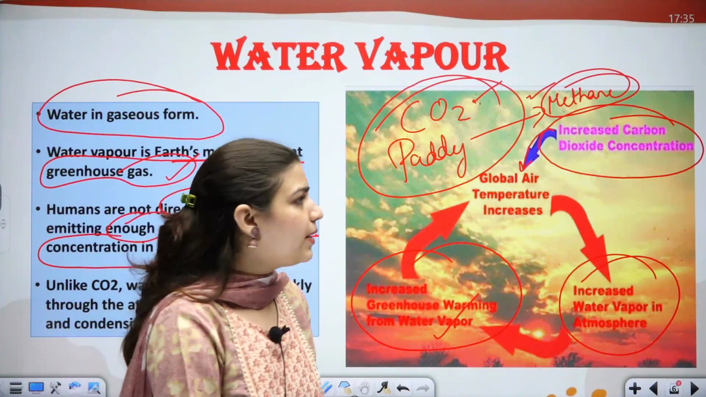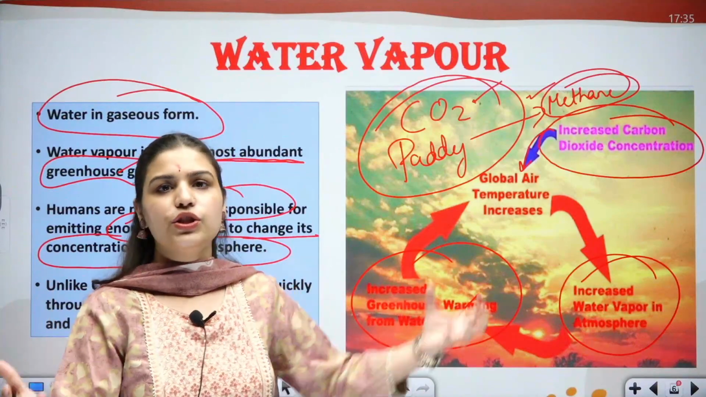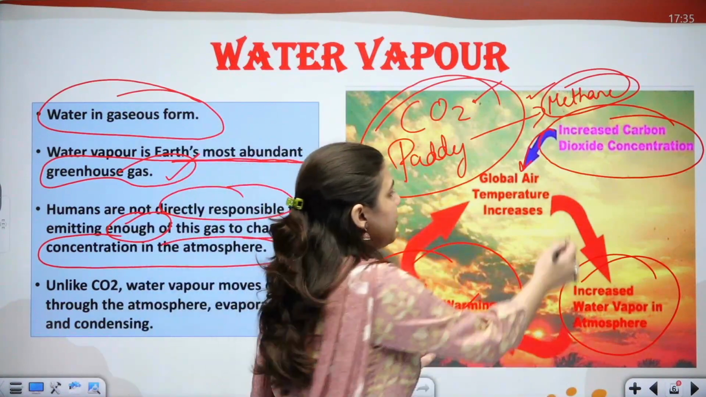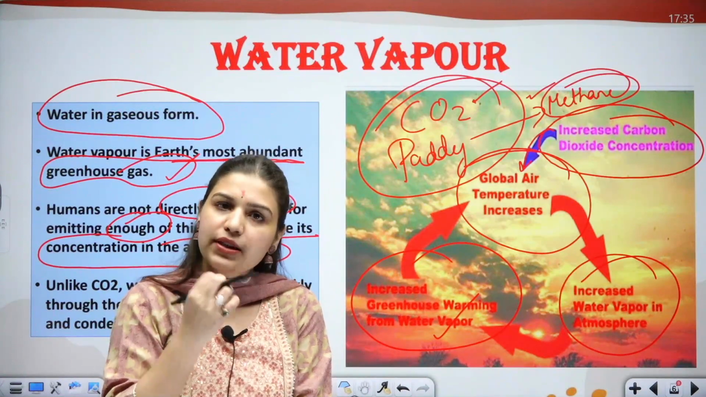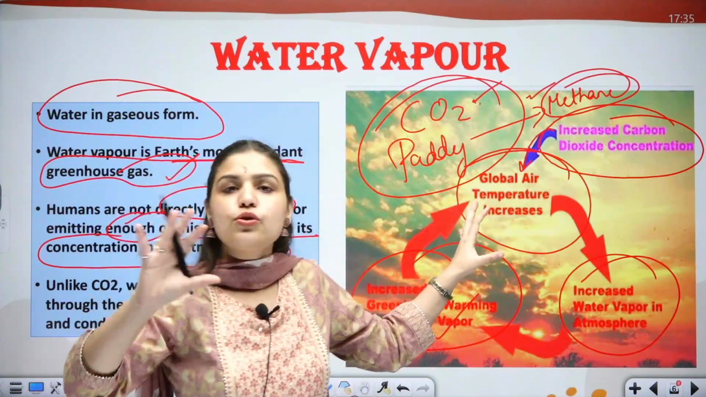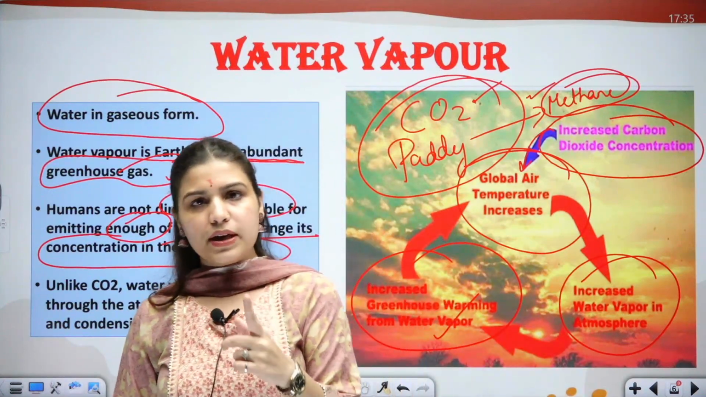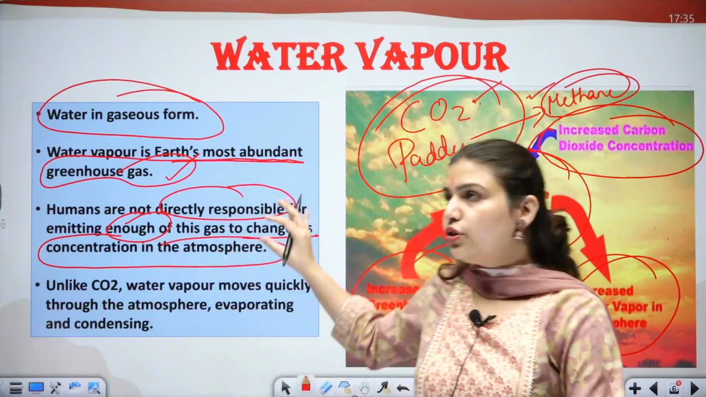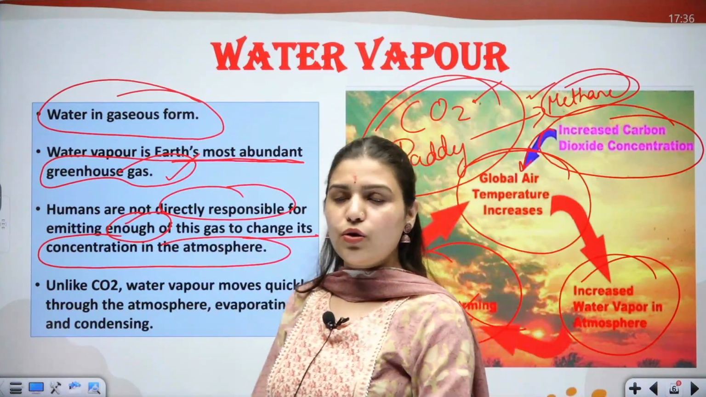So this is how the water vapor cycle works. It is very simple. Human beings can't release it directly, but there are a lot of emissions of carbon dioxide and methane, and they lead to a rise in global air temperature. The temperature of the air increases, and warm air has more capacity to hold moisture, and that moisture is not released in the form of precipitation. It leads to increased water vapor in the atmosphere, which ultimately leads to increased greenhouse effect through the water vapor cycle. So this is how it contributes towards greenhouse or global warming.